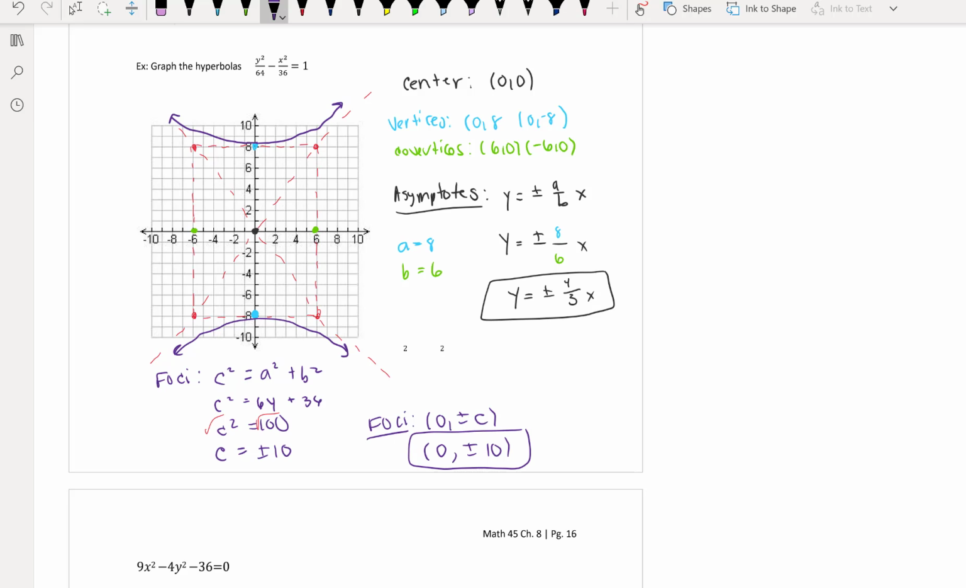for the foci. So the foci, I have 0, positive 10. So that's here. That's my foci. And 0, negative 10. So there is my other foci. Okay? So just so you know, that's 0, 10, and 0, negative 10. Okay. Well, I hope this is making sense, and you have graphed your first hyperbola.